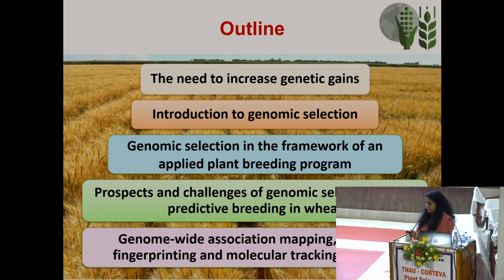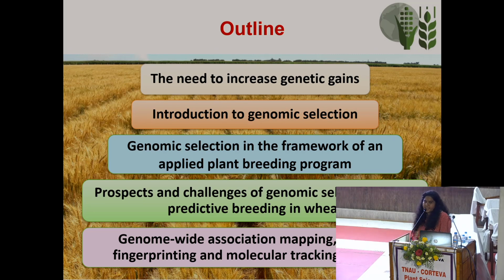So the first thing I'd like to show here is just an outline of what I'll be talking about today. The first thing is the need to increase genetic gains. We just heard a wonderful talk from Susan about genetic gains and why we need to increase them. Then a brief introduction to genomic selection, how genomic selection fits in the framework of an applied plant breeding program, and what some of the prospects and challenges of applying genomic selection are. And last, I'll be talking about GWAS studies, genome-wide association mapping, genomic fingerprinting, and some of the work we've done on molecular tracking of alleles as well.